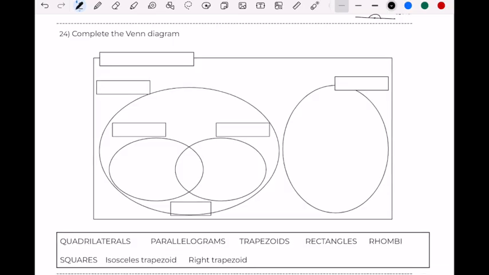Beautiful. Now let us complete this Venn diagram. So a Venn diagram is used in set theory to describe like the universe of quadrilaterals. So my universe is the universe of quadrilaterals. So notice that on one side I have my parallelograms, and on the other side I have my trapezoids.